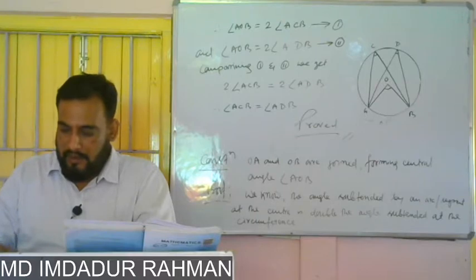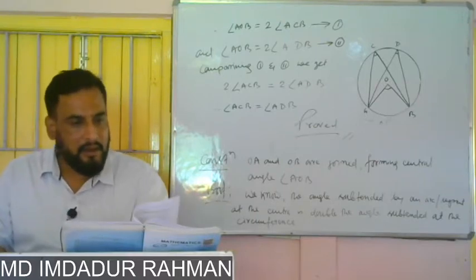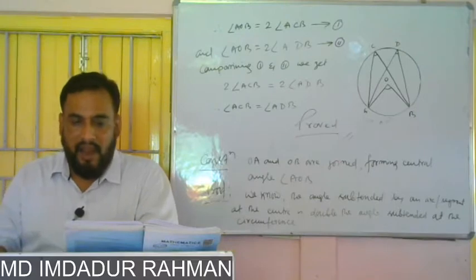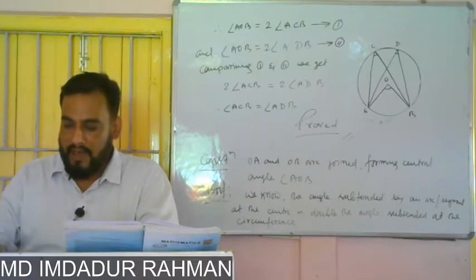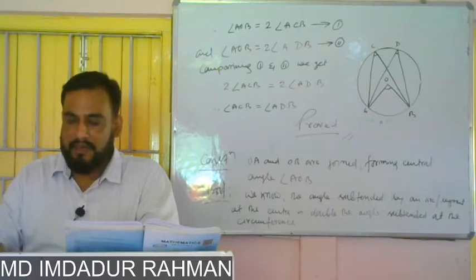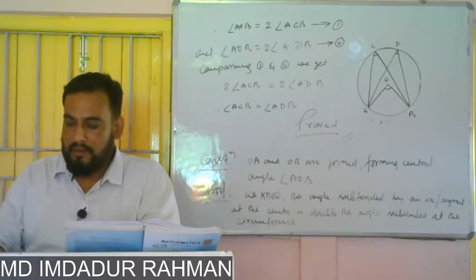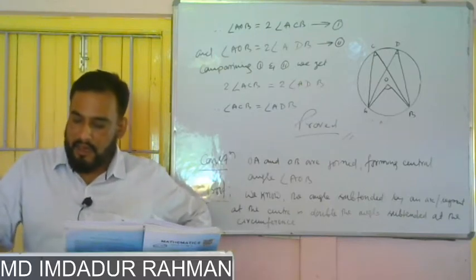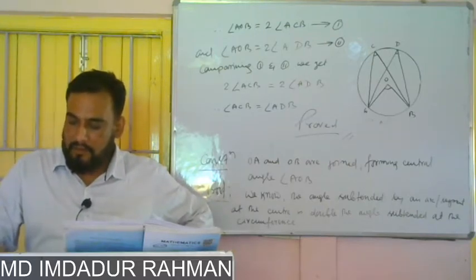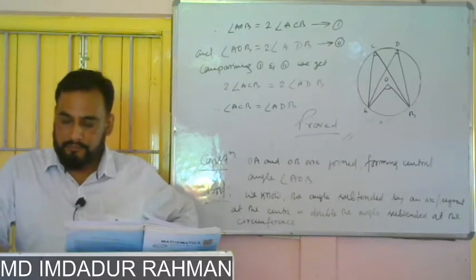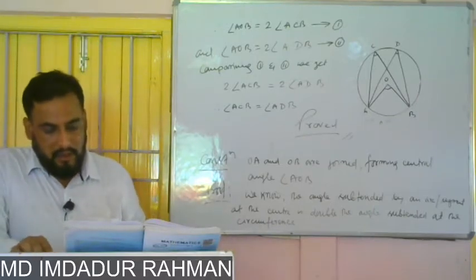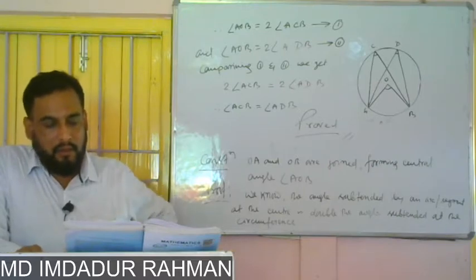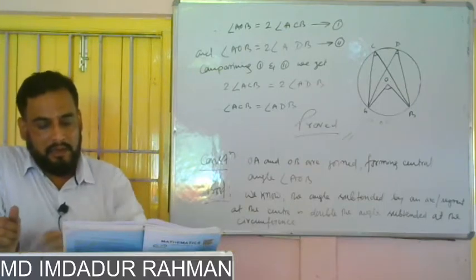Here, one definition is there. It gives an idea about cyclic quadrilateral. What is a cyclic quadrilateral? A cyclic quadrilateral is that quadrilateral whose all the vertices lie on the circle. This is called a cyclic quadrilateral. A quadrilateral whose vertices lie on the circle is called a cyclic quadrilateral.